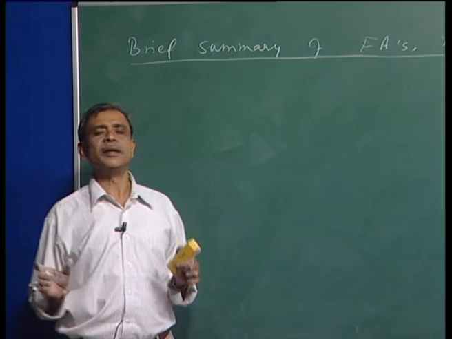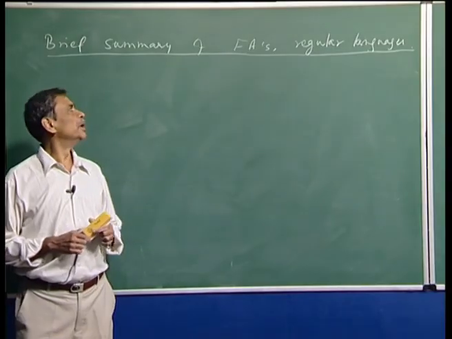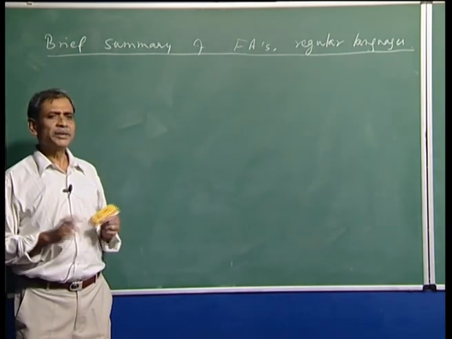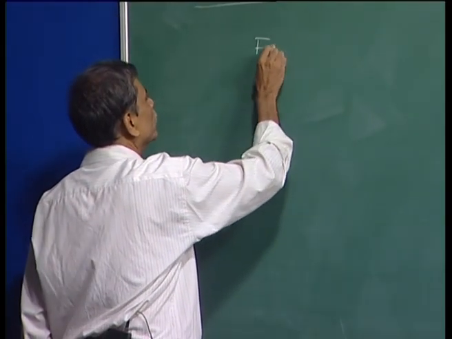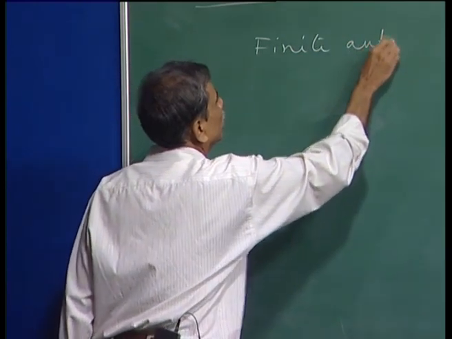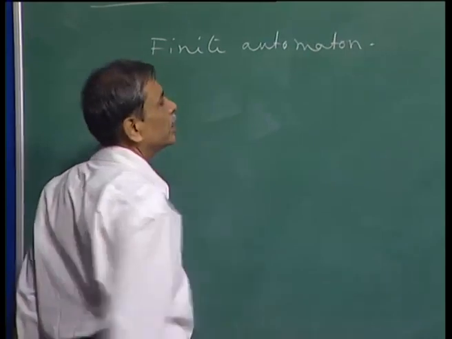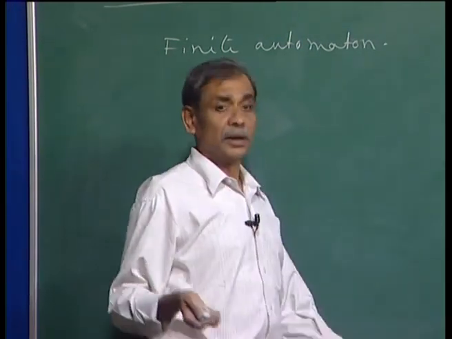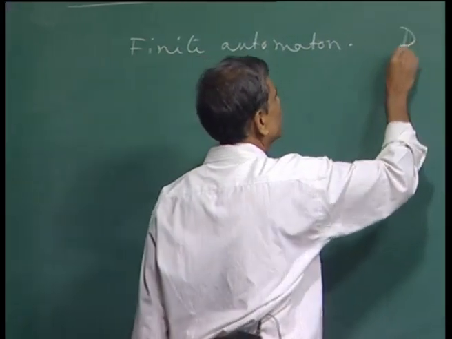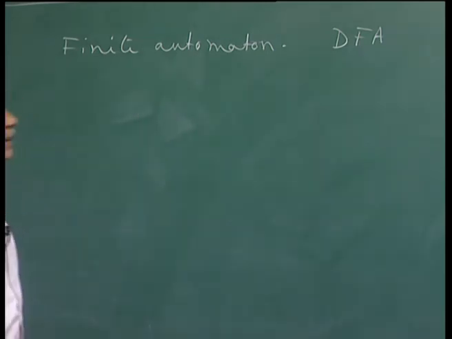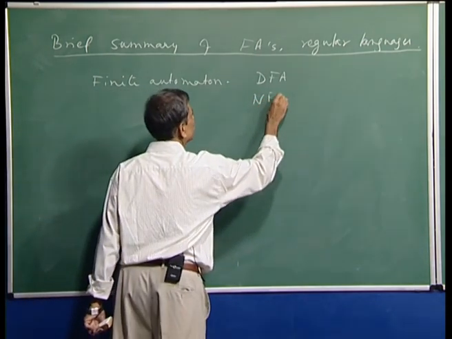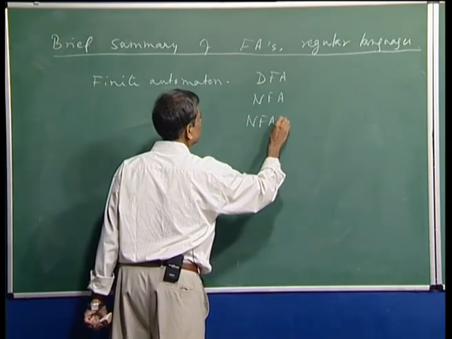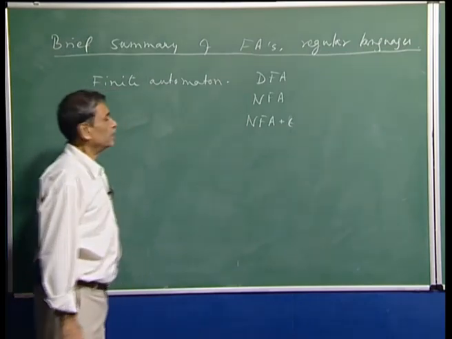We have completed all that we wanted to say about regular languages and finite automata. So, this is a time for a very quick recapitulation of what we did in all these many lectures. First of all, of course, we defined the notion of finite automata. And our first introduction to automata was the deterministic version of finite automata, which we call DFA. And then we considered some variants, NFA, the non-deterministic version, and NFA with epsilon transition. Let me just call it NFA plus epsilon.